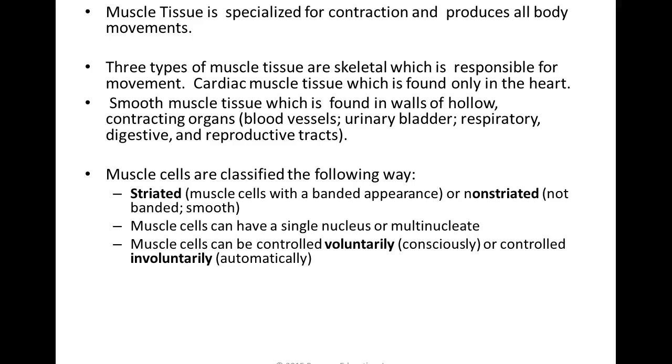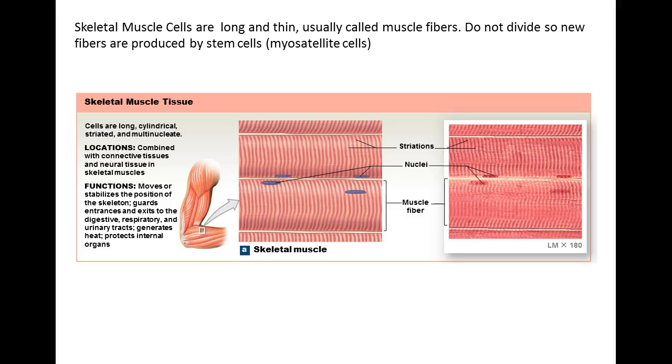I know I'm moving fast, but I'm trying to get this done so you guys have it all in this one. The thing is that muscle is specialized for contraction. It's the only tissue that's specialized for contraction. There are 3 types: skeletal, cardiac, and smooth muscle. Muscles are classified as to whether they're striated or not, and whether they're voluntary or involuntary. Again, a subject we talk quite a bit about when we talk about muscle tissue.